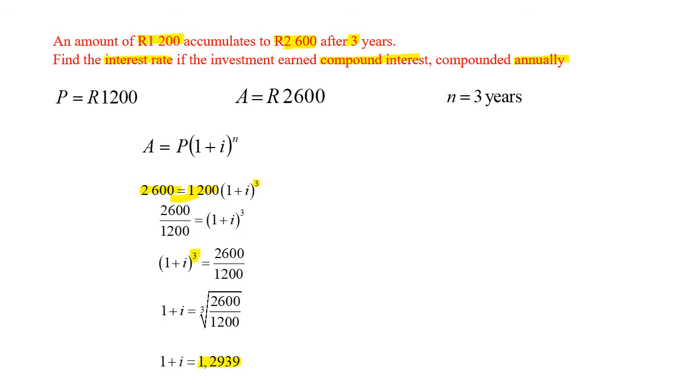Remember, I am still solving for the value for i, which means the 1 can hop over and become minus 1. So i is equal to 1,2939 minus 1, and the value for i is 0,2939. But remember, I'm not calculating the value for i in the decimal. I want to know the value for r as a percentage, and I know that r is equal to 0,2939, multiply that by 100, and I end up with a percentage of 29,39%.